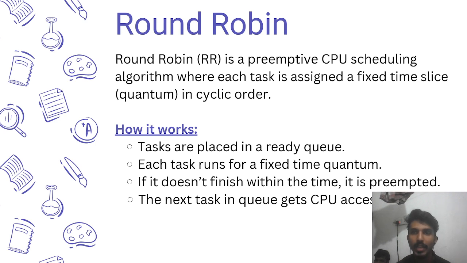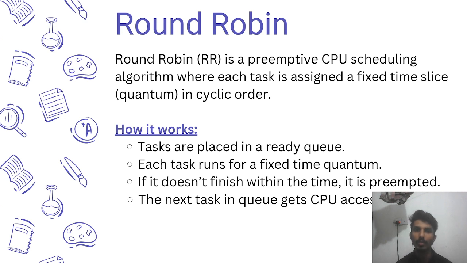Round robin is a preemptive CPU scheduling algorithm where each task is assigned a fixed time slice or time quantum in cyclic order. So at first we have to know what is preemptive. Preemptive means the scheduler can interrupt a process which is currently executing, and another higher priority task or process can be executed instead of that currently running task.